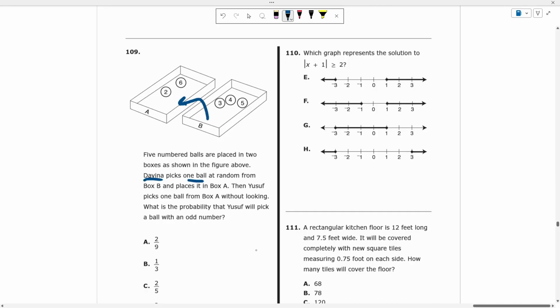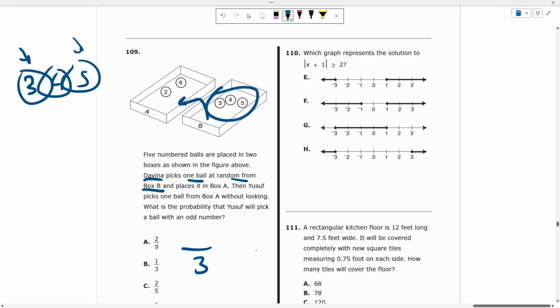Davina is picking 1 ball at random from box B. There are 3 balls for her to choose from, so there's 3 total things that could happen, and she's choosing an odd ball. 3, 4, and 5. 3 and 5 are odd numbers, 4 is even. So there's 2 odd balls for her to choose from. So there's a 2/3 chance that what she picks up is odd, and she tosses it here.